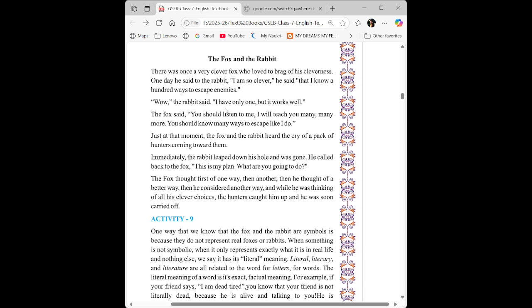"Wow," the rabbit said, "I have only one, but it works well." The fox said, "You should listen to me. I'll teach you many, many more. You should know many ways to escape like I do."